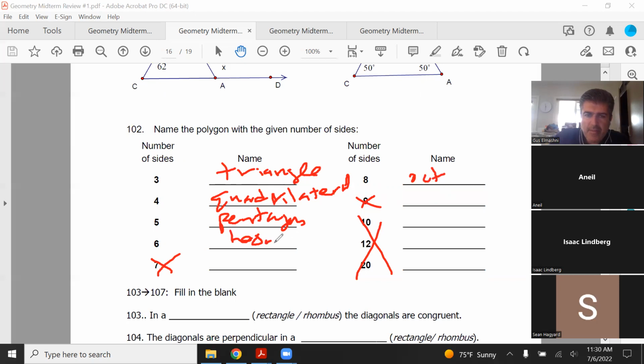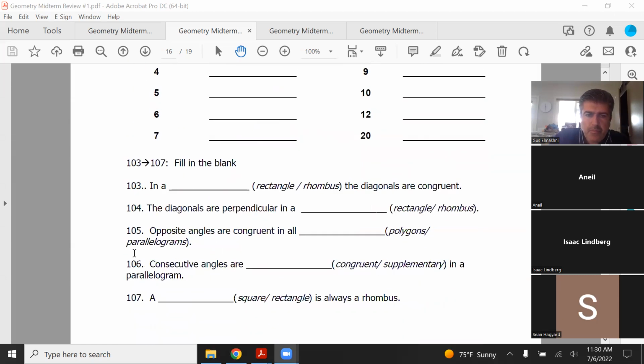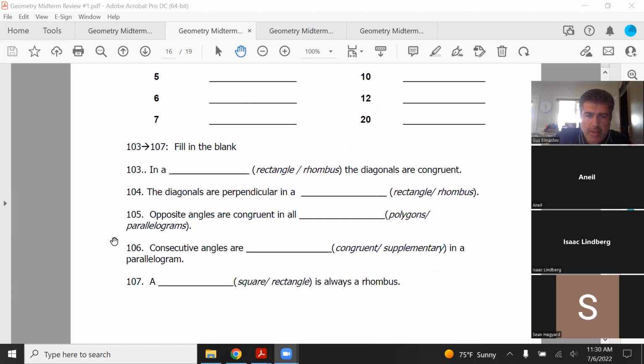Octagon, you have 8 sides, but yeah, I wouldn't worry about that. We haven't really talked much about parallelograms or rhombuses or rectangles, so don't worry about these problems. We'll cross those off.